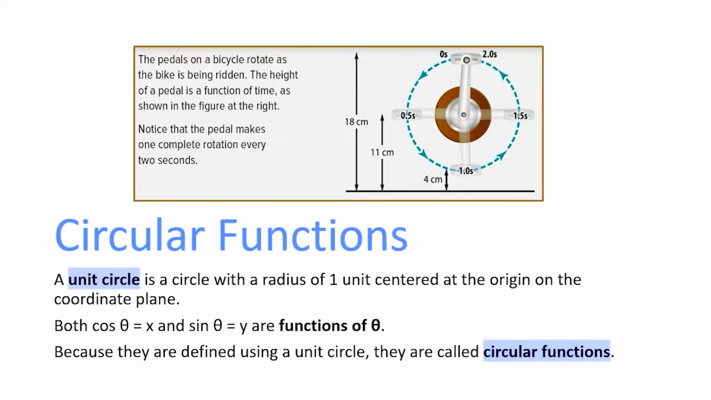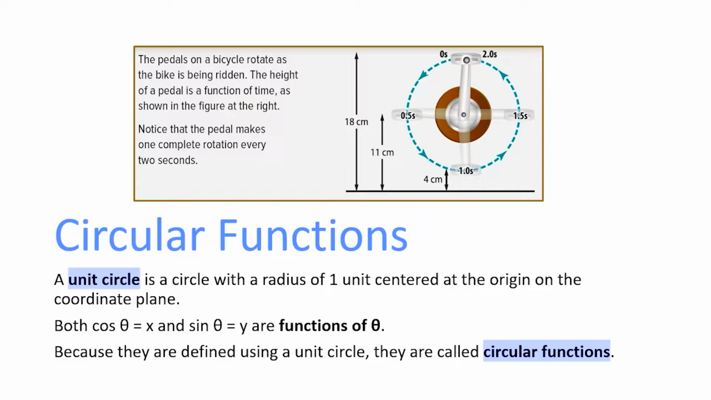Circular functions. A unit circle is a circle with a radius of 1 unit centered at the origin on the coordinate plane. Both cos theta equals x and sin theta equals y are functions of the angle theta. Because they are defined using a unit circle, they are called circular functions.